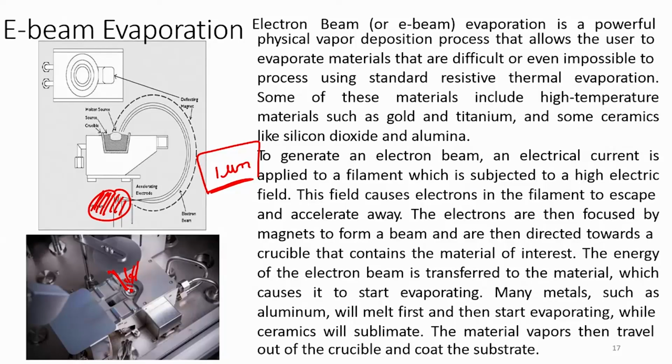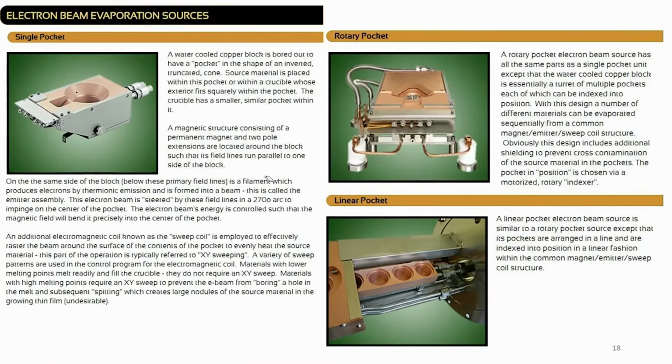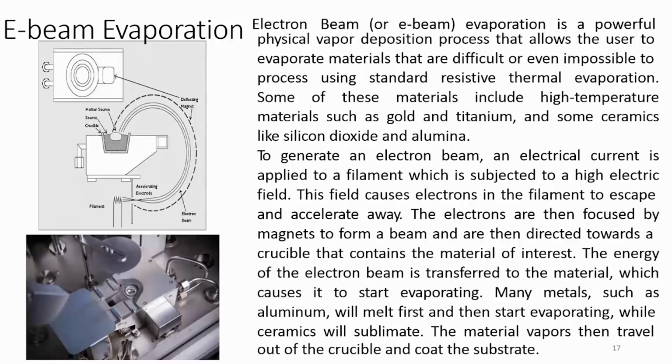Now, you see this material here. There can be many ways of holding these electron beam evaporation sources. One is a single pocket, then there can be a rotary pocket and there can be a linear pocket. So, what does pocket mean? This one here is a pocket, right. If the pocket can only hold one source, it is a single pocket.